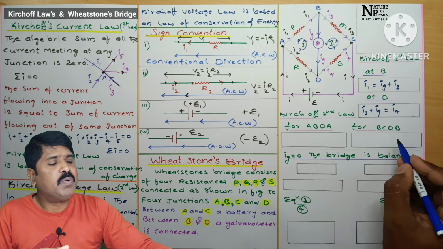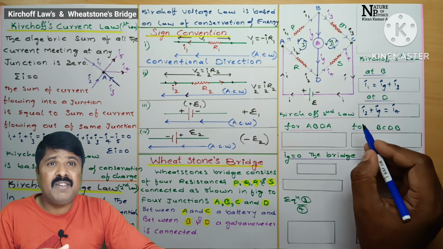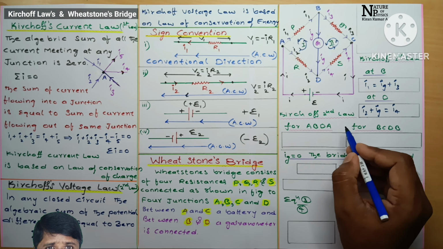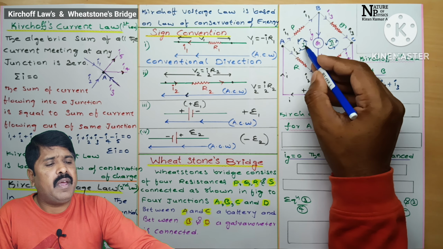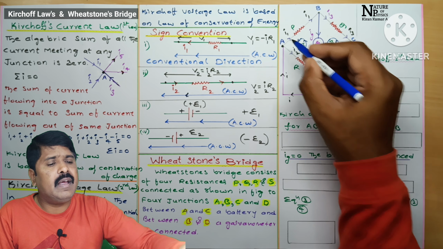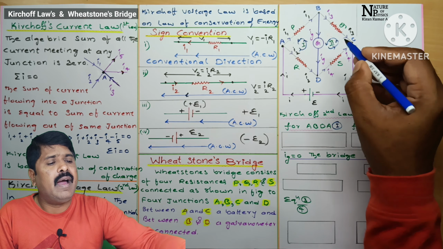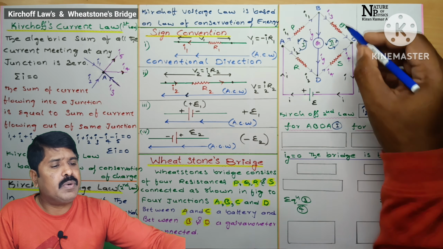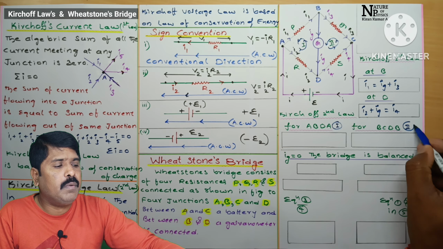Okay, and next one is KVL, Kirchhoff's voltage law. What is that? Kirchhoff's second law has two loops according to the diagram. The first one is A B D A, that is loop 1, and the second one is C B C D B, that is loop 2.